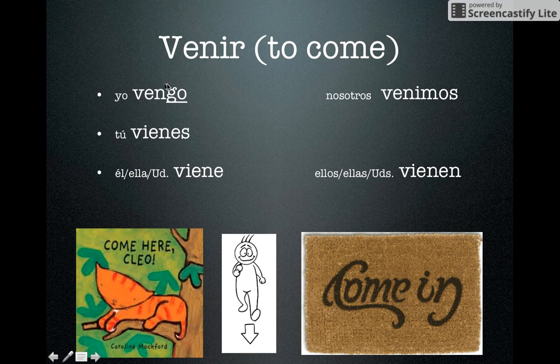And let's look at this again. Yo vengo, you still have the go. There is no stem change. Tú vienes, él, ella, usted viene. Nosotros venimos, ellos, ellas, ustedes vienen. So if you look at this, the first person singular does not have a stem change, but everything else that's inside the boot does, which is tú, él, ella, usted, and then ellos, ellas, ustedes, and they have the stem change. So it is a little different.